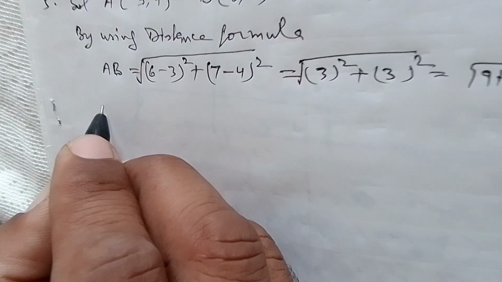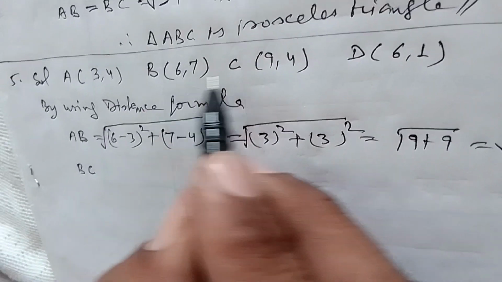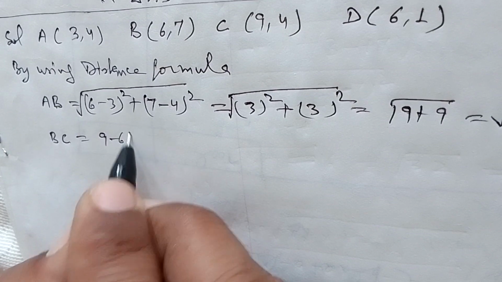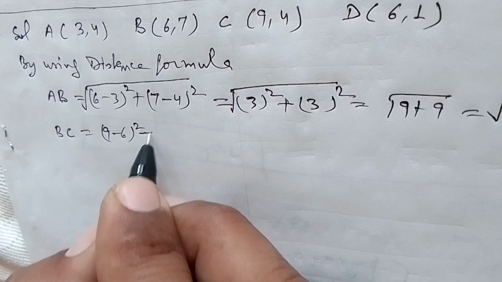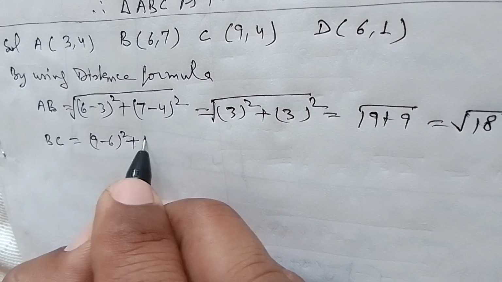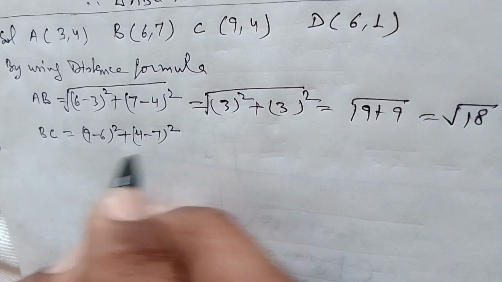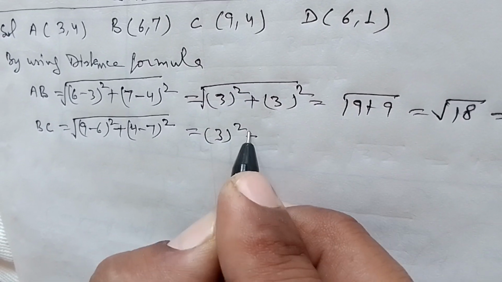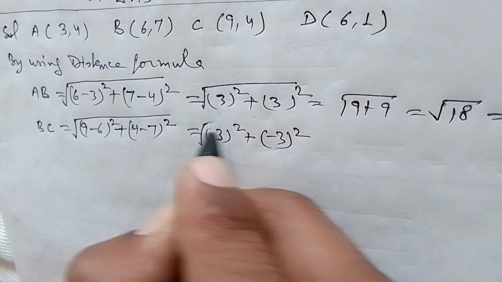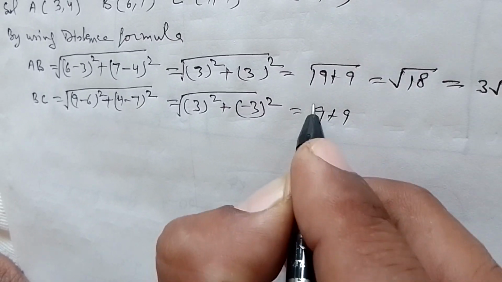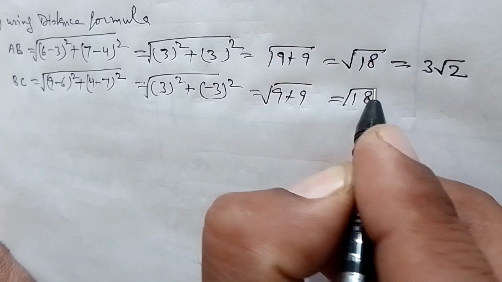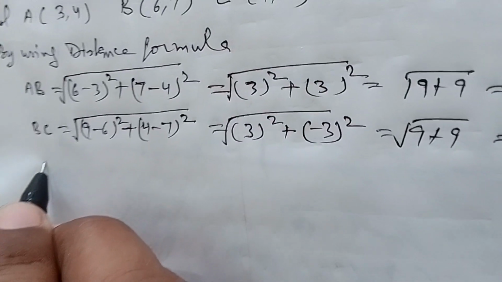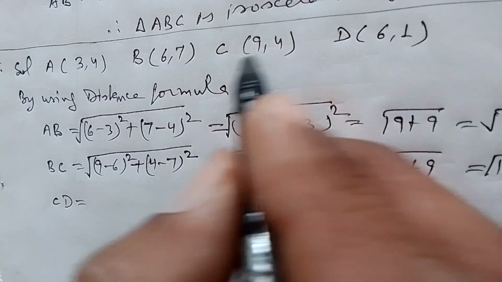Now the distance between points B and C. For this, (9 minus 6), that is x3 minus x2 squared, plus (4 minus 7) squared under root. It will come out to be 3 squared plus (-3) squared, which again comes out to be root of 9 plus 9, root 18, that is 3 root 2 units. And then we will calculate the CD distance, C and D.